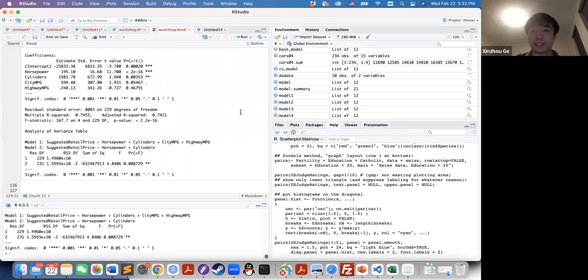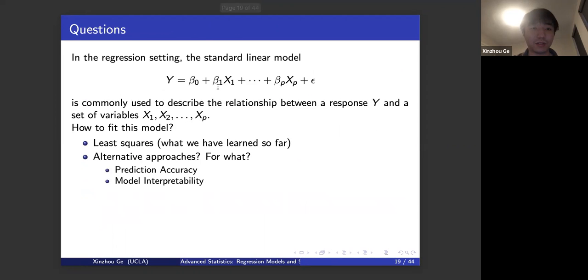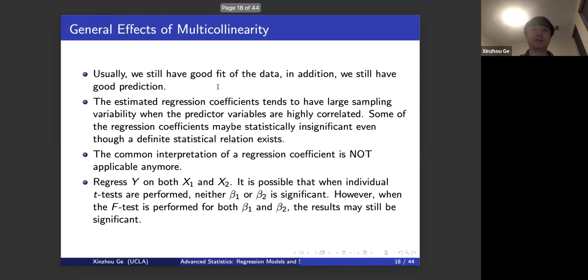So when there does exist multicollinearity, the common interpretation of regression coefficients is not applicable, and we have to pay attention to these issues. Okay, that's all for the multiple linear regression part, and I would like to have a 10 minute break.